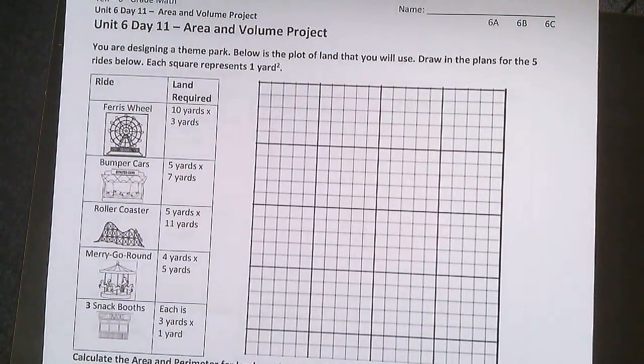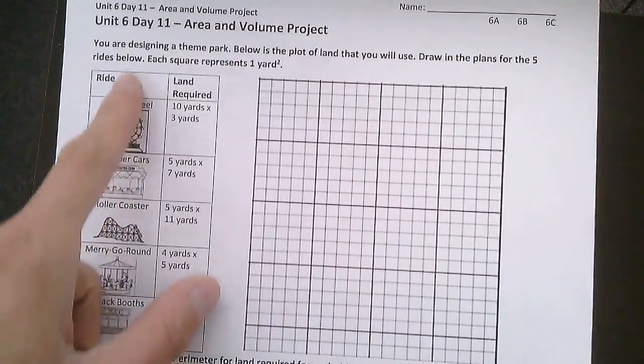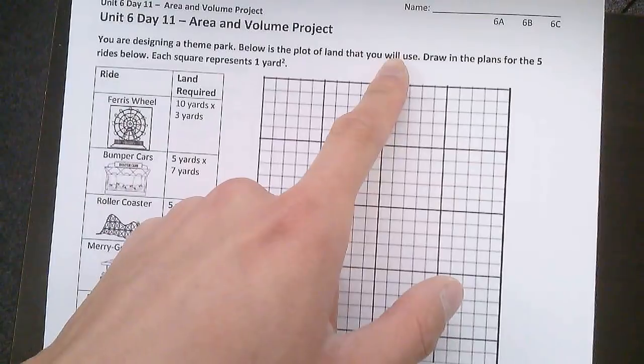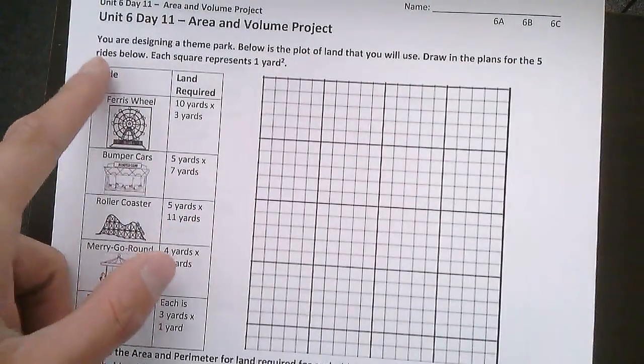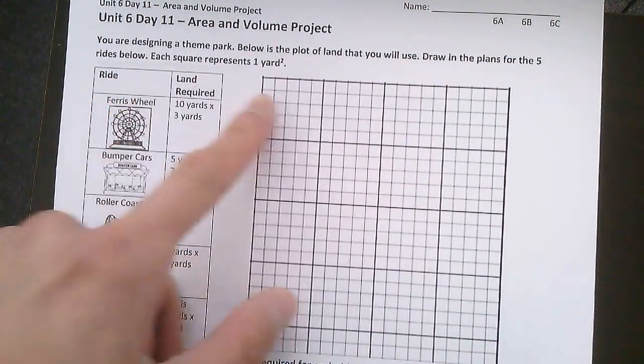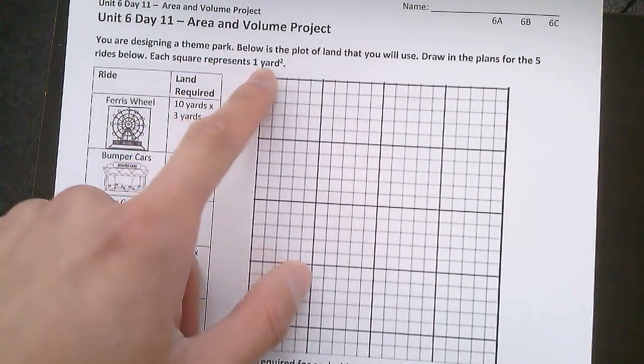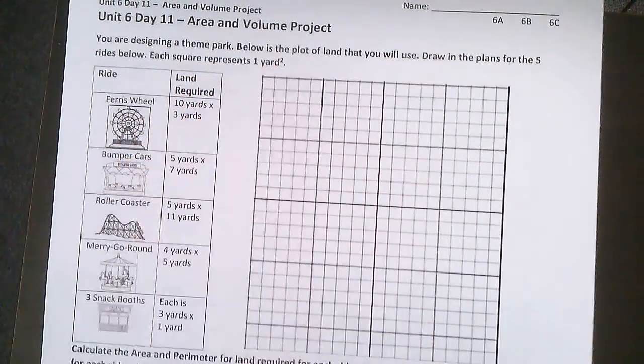And in this lesson we are previewing the project that we're going to be working on this week where you are designing a theme park. Let's read the directions. It says, you are designing a theme park. Below is the plot of land that you will use. Draw on the plans for the 5 rides below. Each square in this plot right here represents 1 yard squared, or 1 square yard.